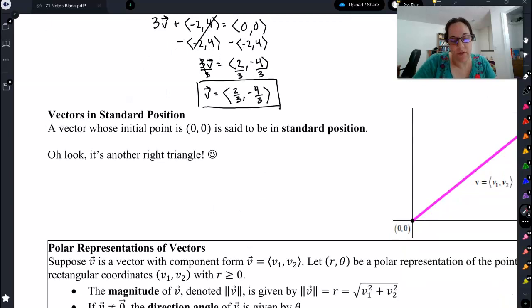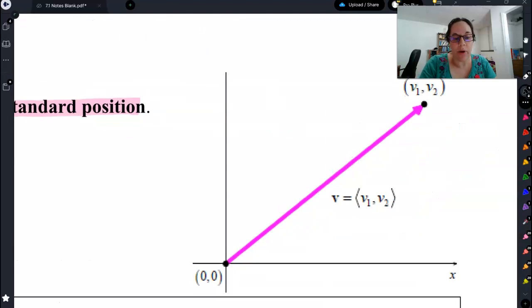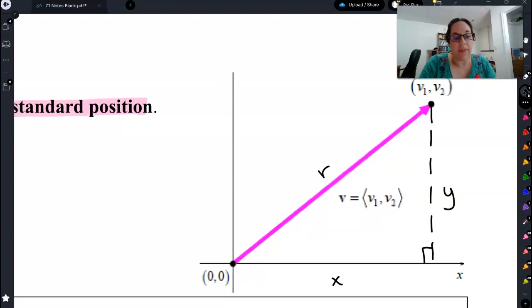Now, next vocab word. A vector in standard position starts at the origin. And you'll notice that when we put it at the origin, we have another right triangle, which means if I have my x side and my y side, if I wanted to find the magnitude of this vector, the length of this vector, I can use some pretty familiar equations. That gives me the magnitude.